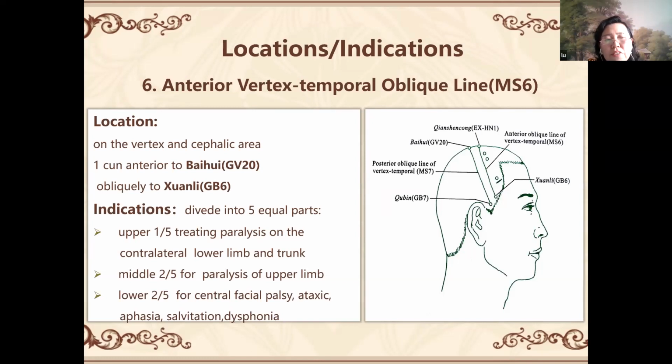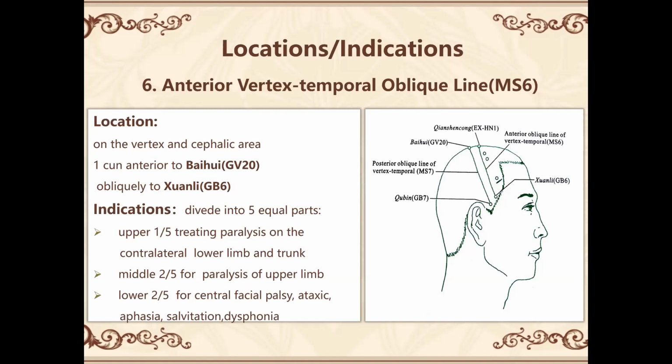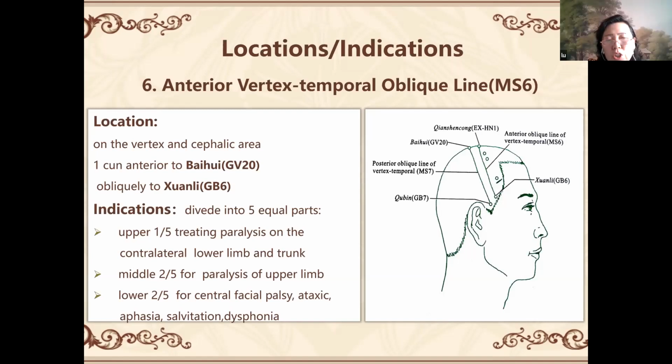And the upper 1/5 is used for treating the paralysis on the contralateral side of the lower limb and trunk. And the middle 2/5 is used for treating the problem of paralysis on the contralateral side of the upper limb. And the lower 2/5 is used for central facial palsy, ataxia, aphasia, salivation, and dysphonia. So this is the line 4, line 6.